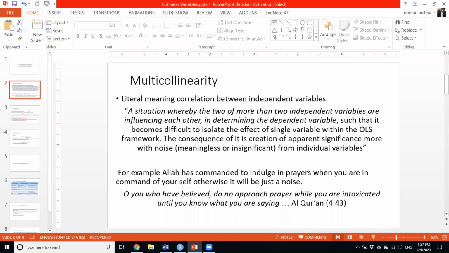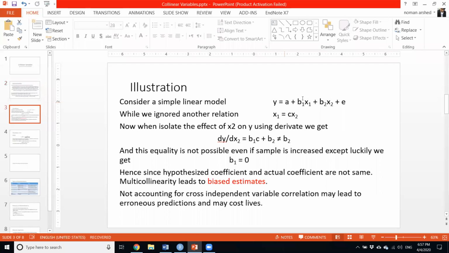Next we will discuss an example. Consider a simple model that we built: y, the dependent variable, is equal to an intercept plus slope 1 times variable 1 plus slope 2 times variable 2 plus an error term. This is a simple model that we try to estimate, and we have two independent variables and one dependent variable. But we ignored that there is another relation that exists in reality, that is x1 is equal to a constant plus a slope c times x2. This means x1 is also related to x2, so there is an auxiliary relationship that we ignored, or assumed does not exist, or maybe don't know about in reality.